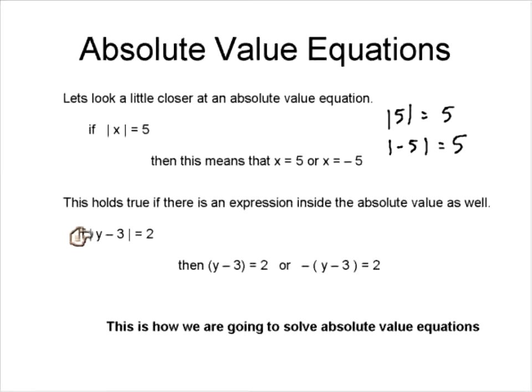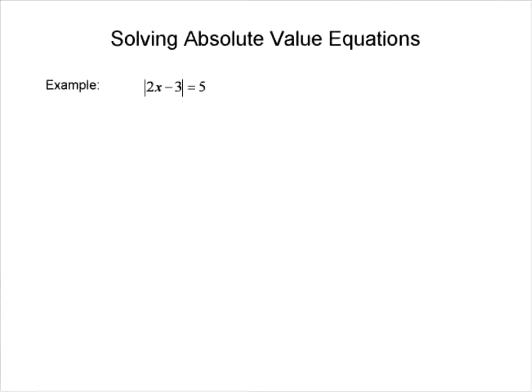And this holds true if there's an expression inside the absolute value. So if we have this equation, the absolute value of y minus 3 is equal to 2, then what's inside is the expression. And that means that this y minus 3, if we change it to brackets, is going to be either plus or minus. So the positive version, y minus 3 equals 2, or we could have the negative, negative of y minus 3 equals 2. So the plus or the minus would work. And this is the basis behind solving absolute value equations. We can get a positive and a negative term for the expression inside.